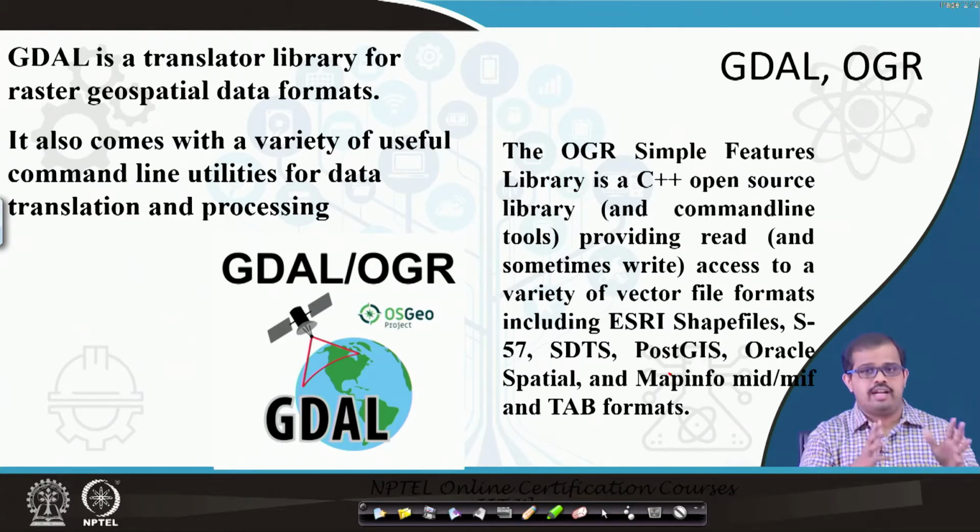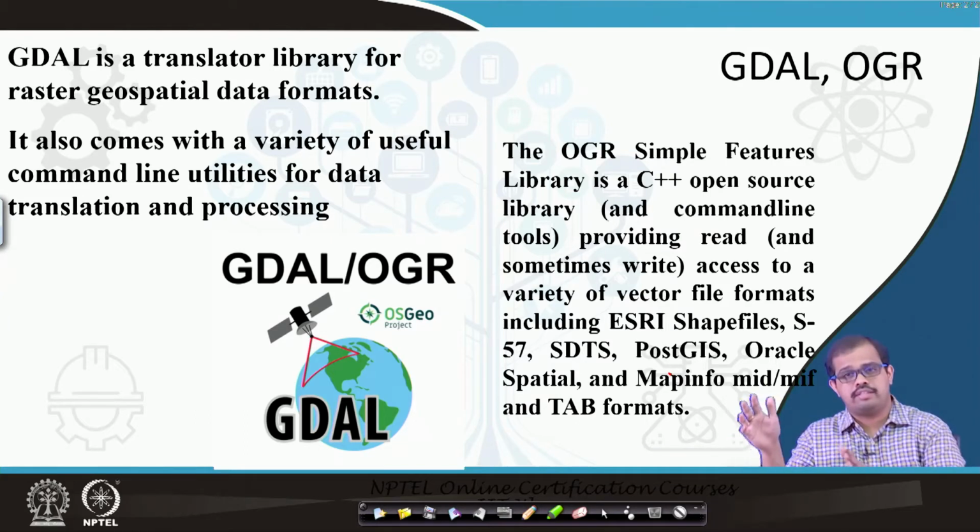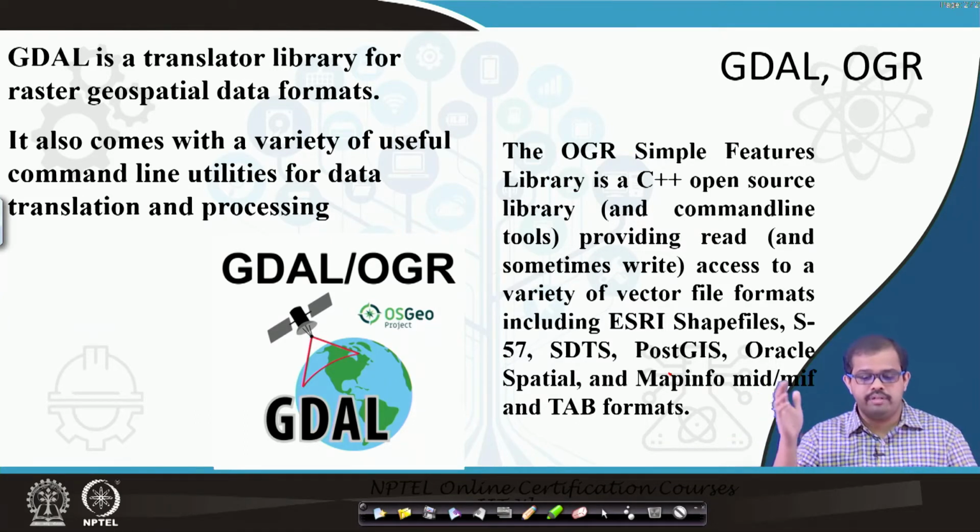Okay. So, the entire handling of the raster data is through GDAL. When you look at OGR, OGR complements GDAL as a vector translator. The OGR Simple Features Library is an open source library written in C++, providing read access to a variety of vector file formats, including shapefile, which most of you use, PostGIS, Oracle Spatial, MapInfo MID/MIF or TAB format. So, all of these can be easily handled by OGR.